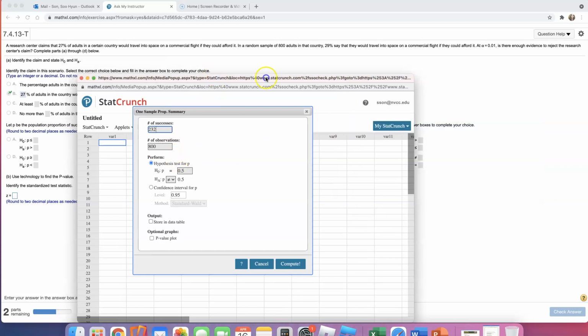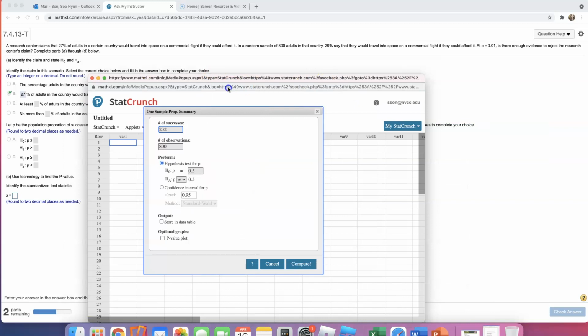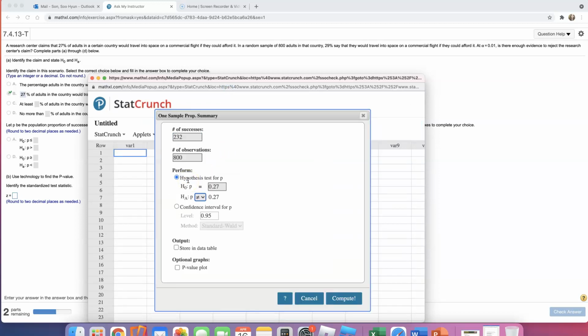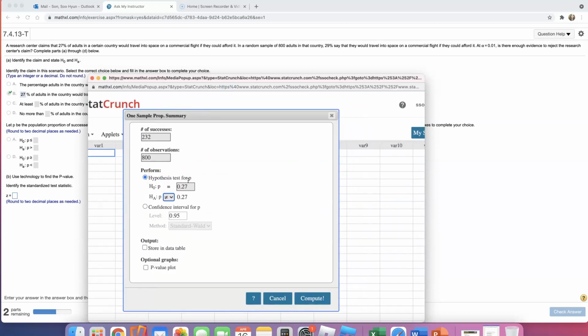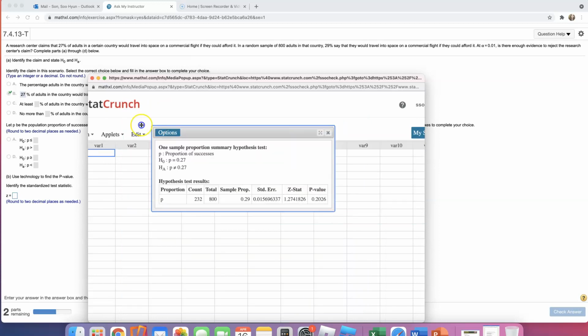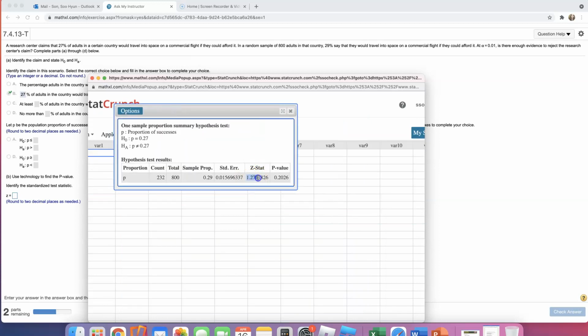But now, what were we testing? The null hypothesis was that p is equal to 0.27, and the alternative was not equal to. So this is what you're going to have to enter, and that's all you have to do. Click on Compute. It's going to give you the z-stat, which is 1.27. This is how you can find the standardized test statistic.